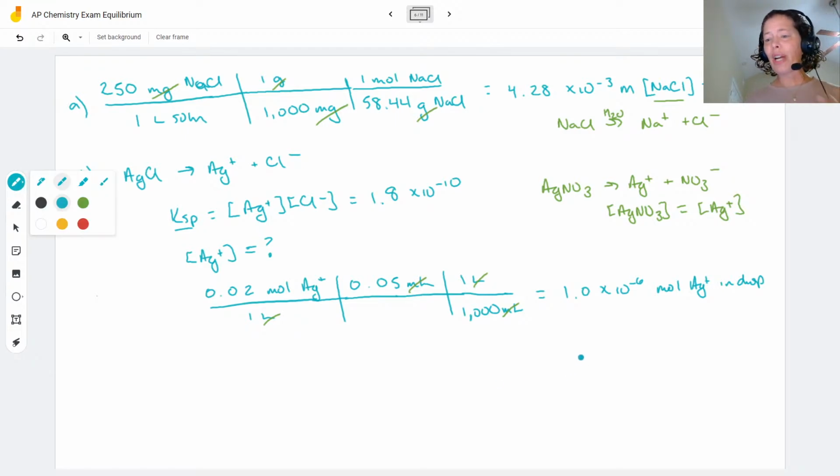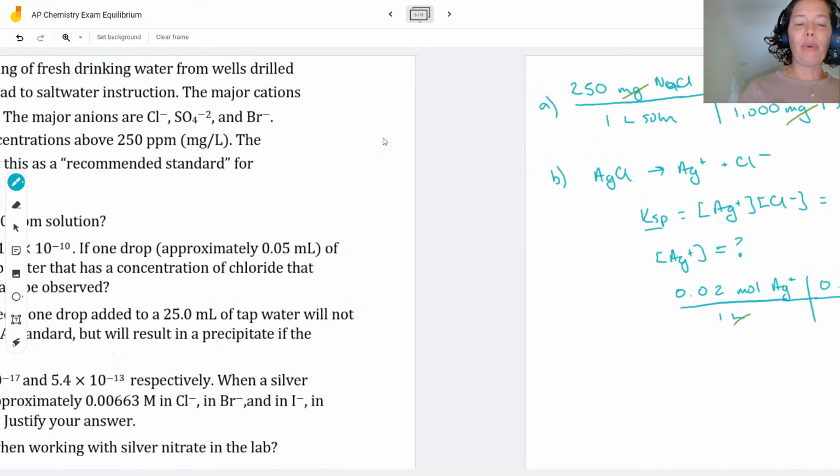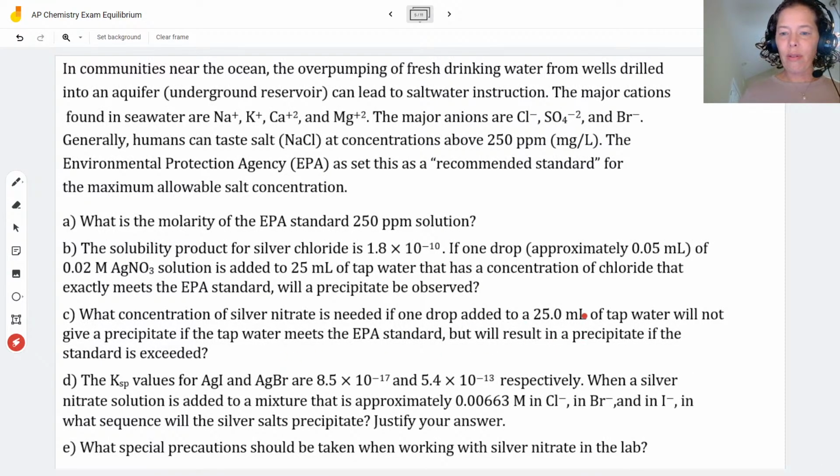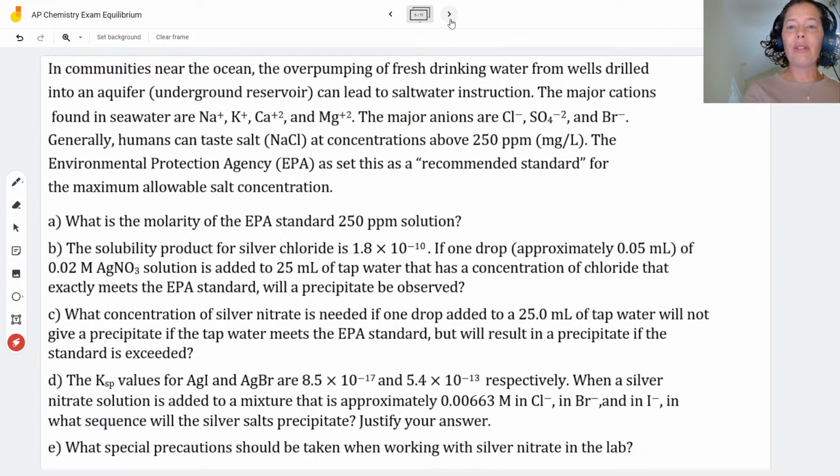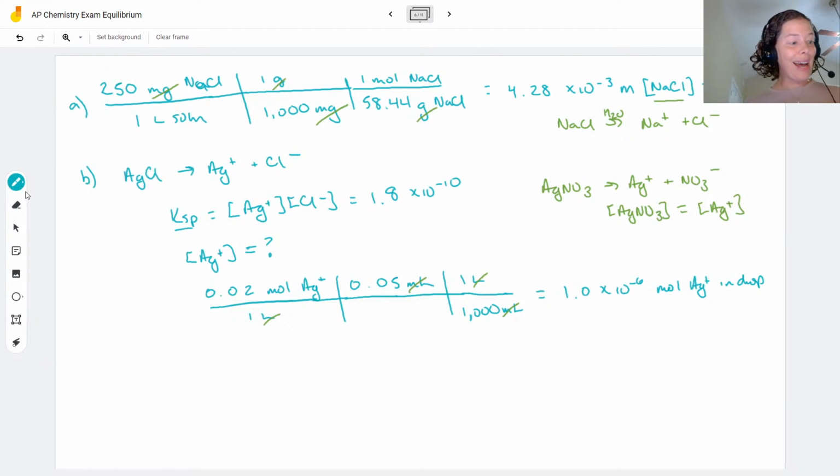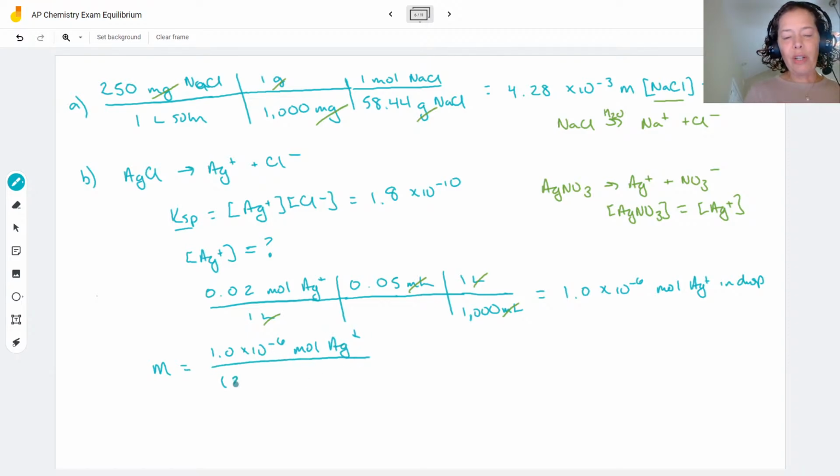Okay, so again, if I'm trying to get concentration, I have got my moles of silver that's in my drop. So my concentration, once that drop is added to my sample, now my sample is 25 milliliters, so my volumes are additive. My molarity is my 1 times 10 to the negative 6 moles of silver that was in my 1 drop, over my 25 milliliter sample plus the volume of my drop.